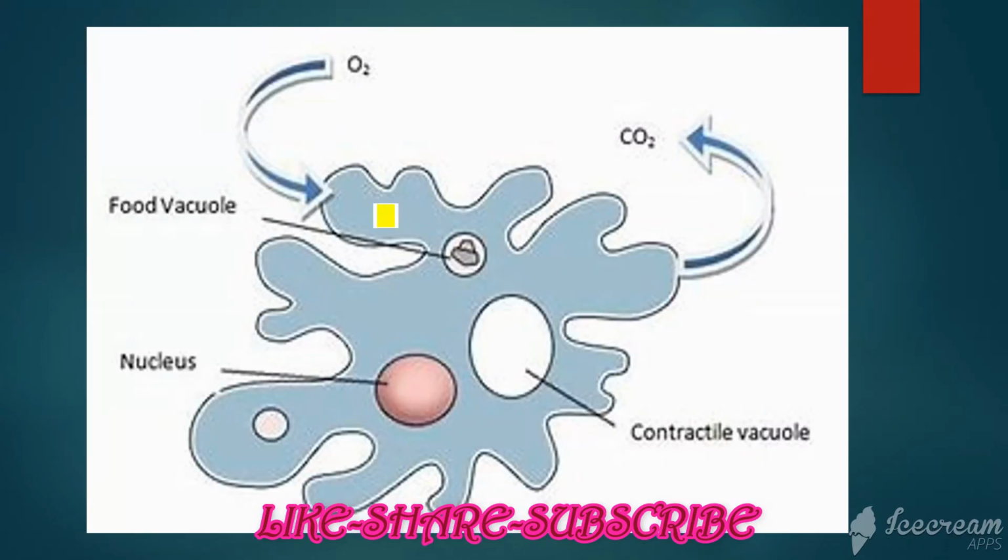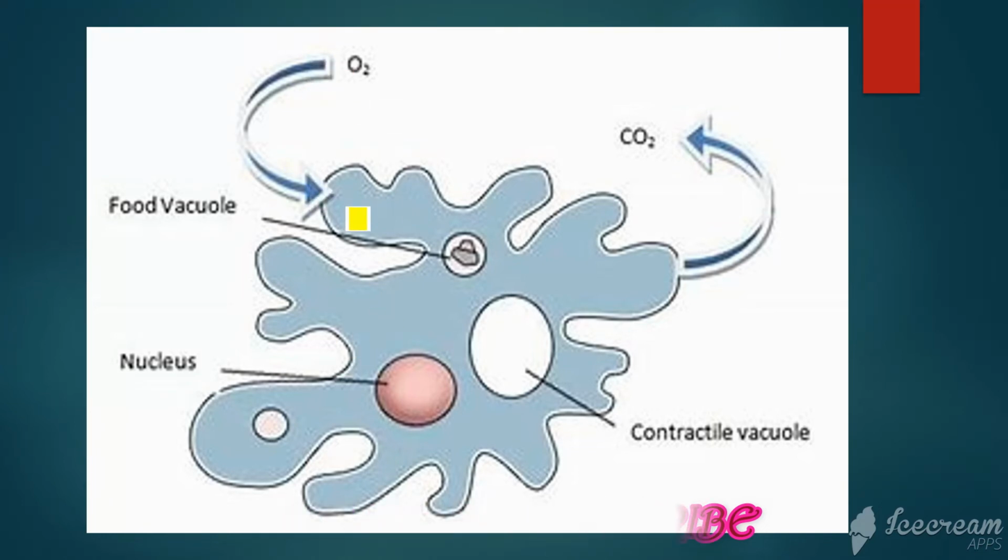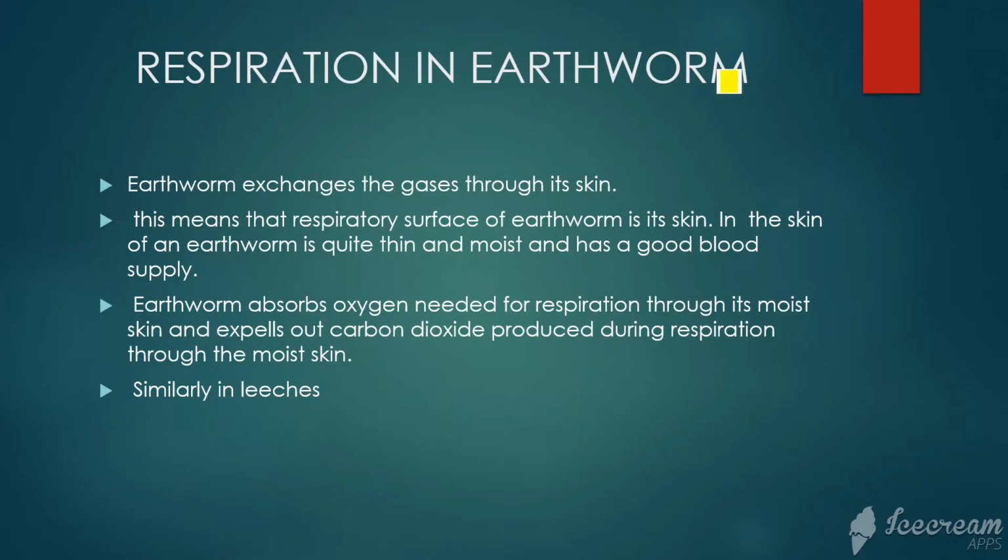Next, this is an amoebal cell. It's a small single cell. So oxygen will diffuse in through the cell membrane, and carbon dioxide will diffuse out through the cell membrane. Respiration in earthworm. Earthworm exchanges gas through its skin. We have already studied that earthworm lives in soil and there is exchange of gases through its moist skin. So earthworm exchanges its gases through its skin. This means that the respiratory surface of earthworm is its skin.